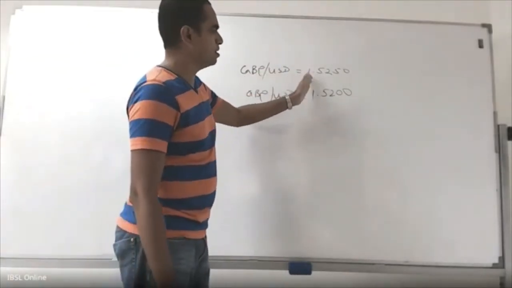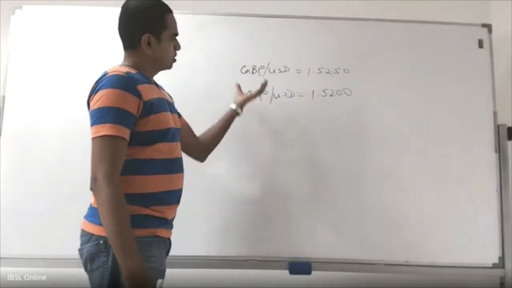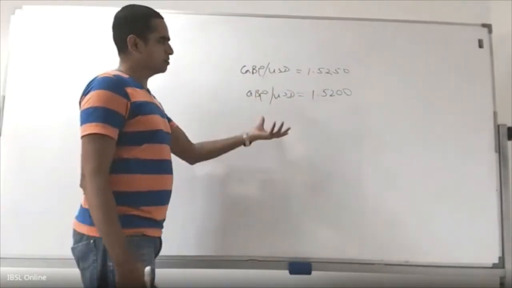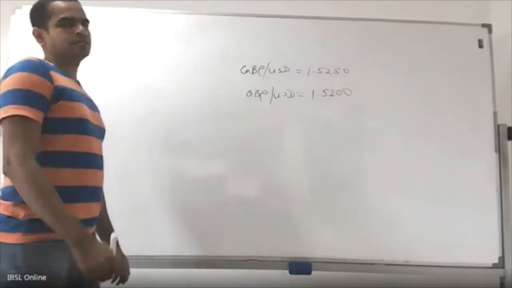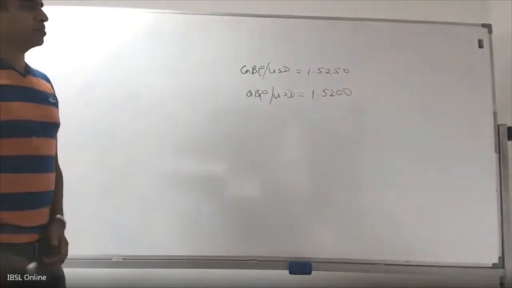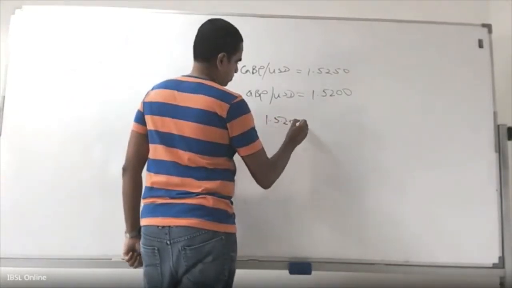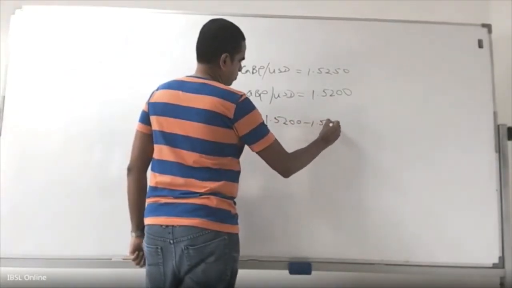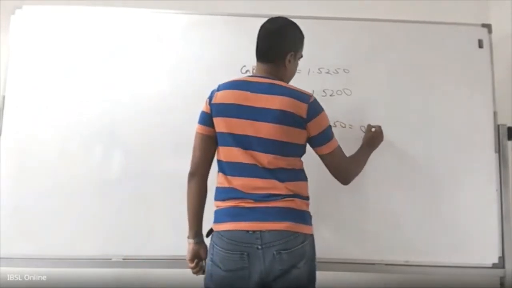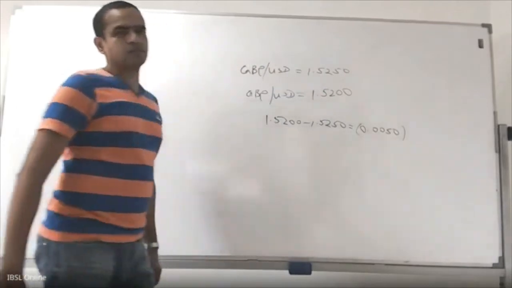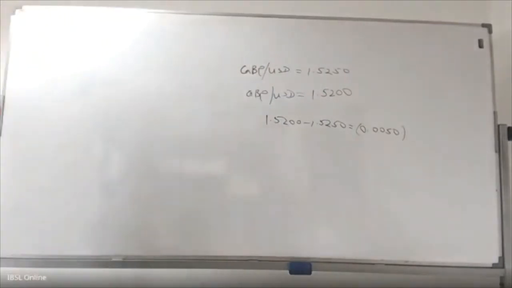If the price drops, then the base currency weakens. In this case, the base currency is the sterling, so the sterling has weakened. The sterling is weakening, that means automatically the dollar is strengthening. Weakened by how much? 50 basis points. Percentage.